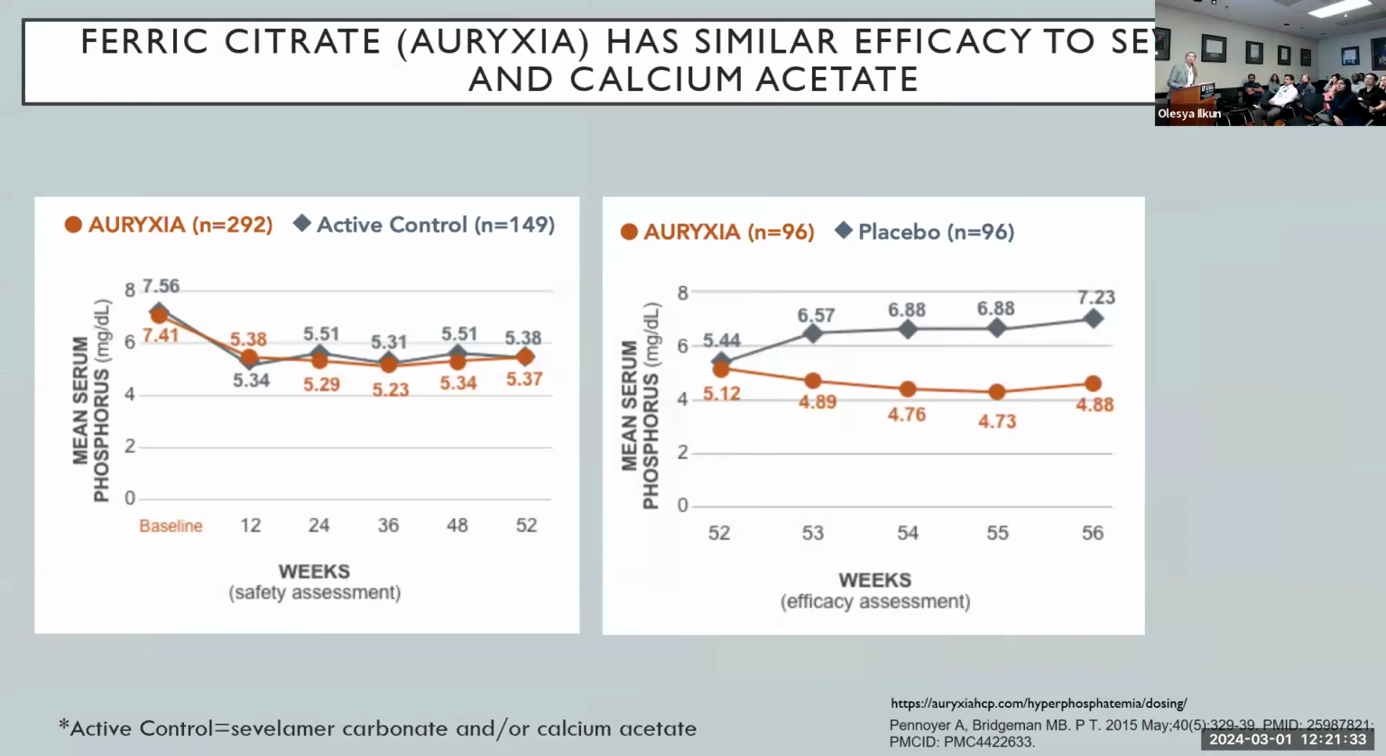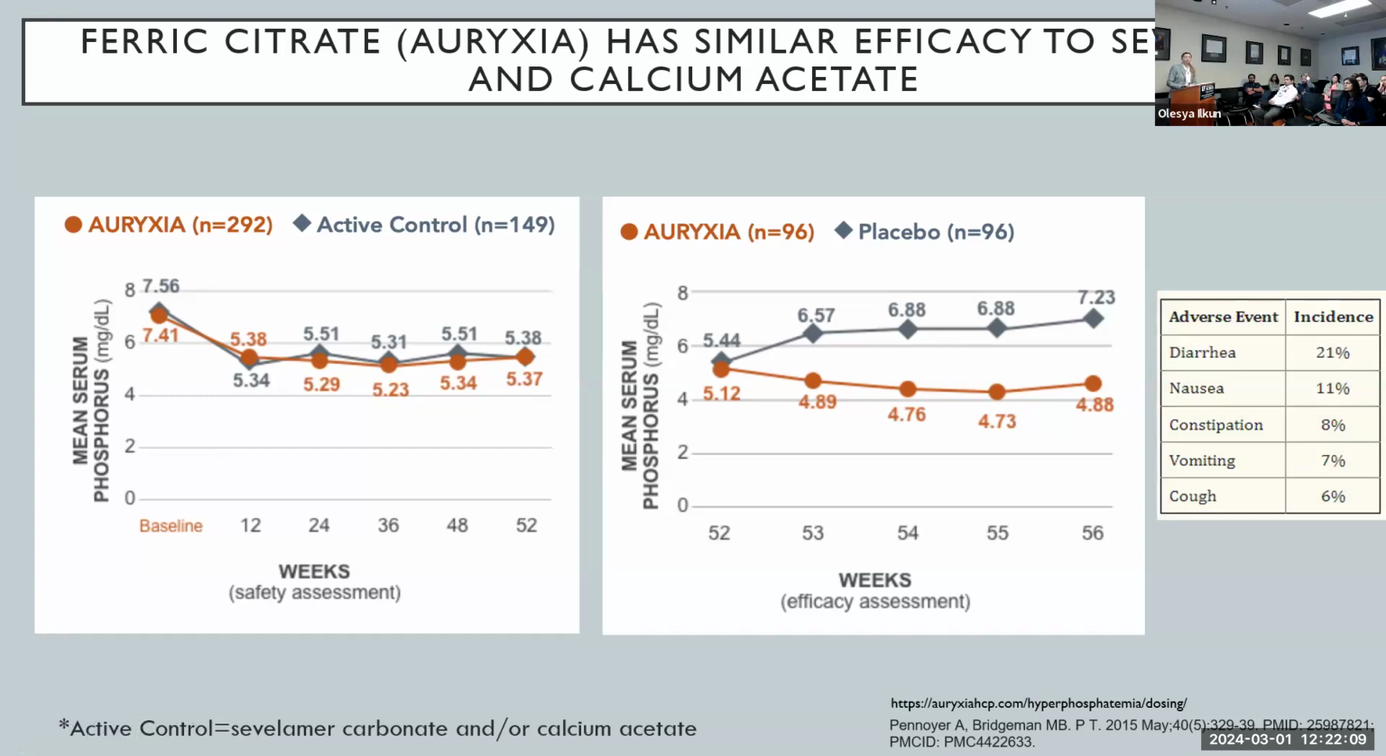Here we have ferric citrate, or Auryxia, so one of the newer drugs, and this is from the website of the company, but it does go along with the published data by the same groups. Auryxia is as effective in lowering phosphate as are sevelamer and calcium carbonate. So this is the panel on your left. The panel on your right shows that compared to placebo, Auryxia was able to maintain, first of all, lower phosphate, and maintain the phosphate lowering over the duration of 56 weeks, just over a year.